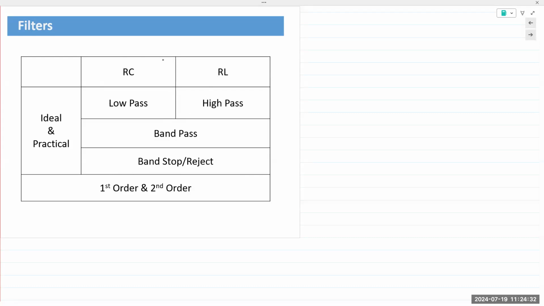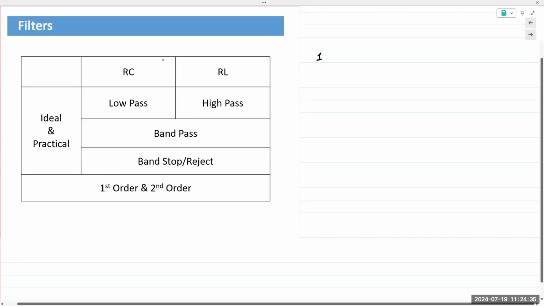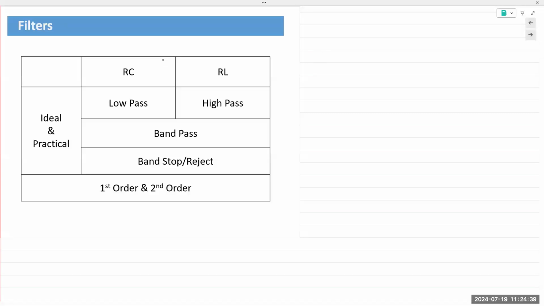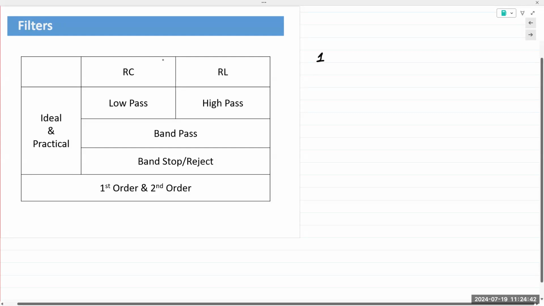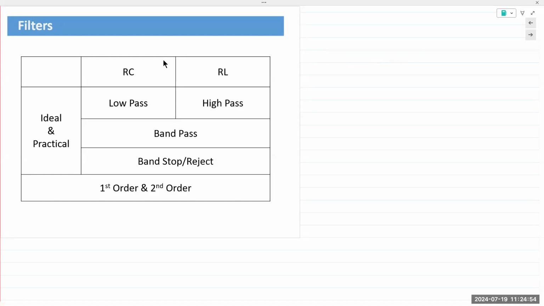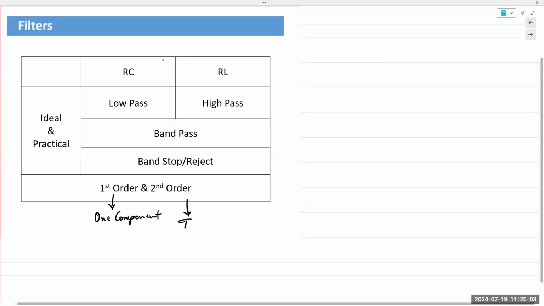Chapter 4, if you have one energy storage component in a circuit, you have a first order differential equation. You have what is known as a first order circuit. So it is one component. It's a first order filter. Actually, let me write it here. And if you have two components, it's a second order filter.